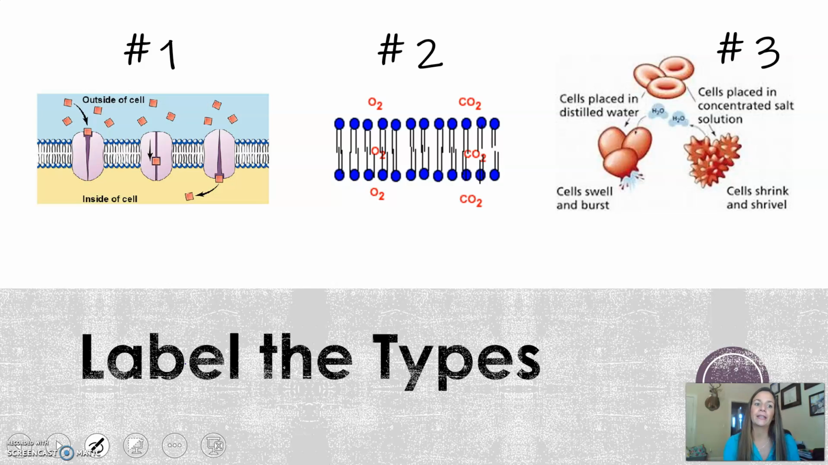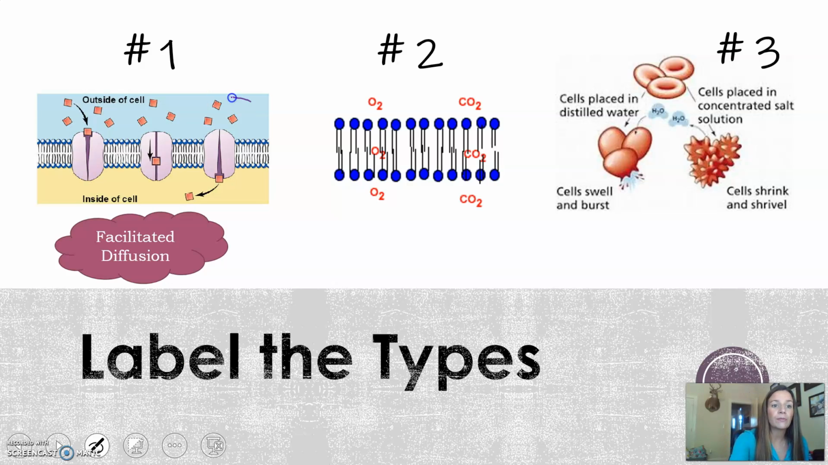All right, let's see how you did. So number one is facilitated diffusion. If you notice that high to low concentration, there's many more of these little orange cubes outside of the cell than inside. So by moving to the inside, you're moving with the concentration gradient.